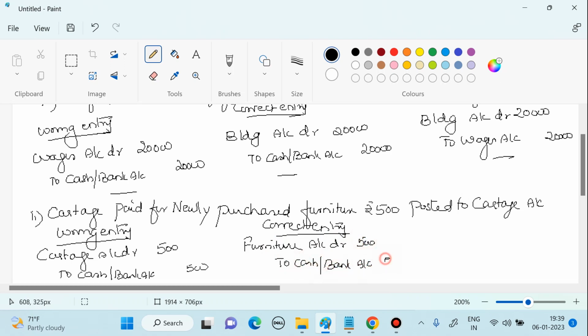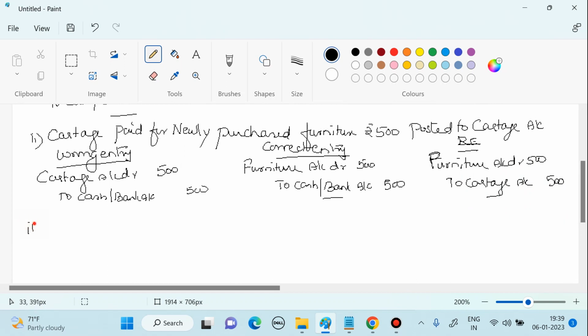So now to rectify this, what should we do? We should have debited furniture, so now we will debit it. Furniture account debit. But wrongly we had debited cartage 500. To nullify it, we would credit it. Clear, everybody? Yes, ma'am. We'll go to the next then.